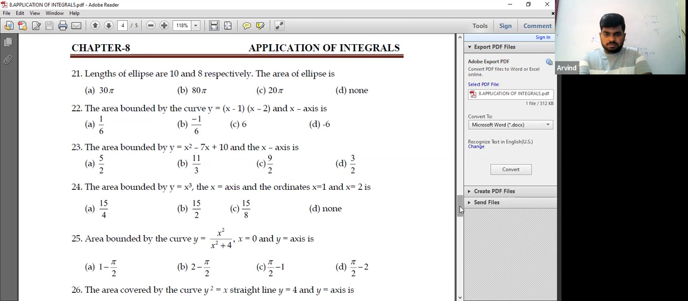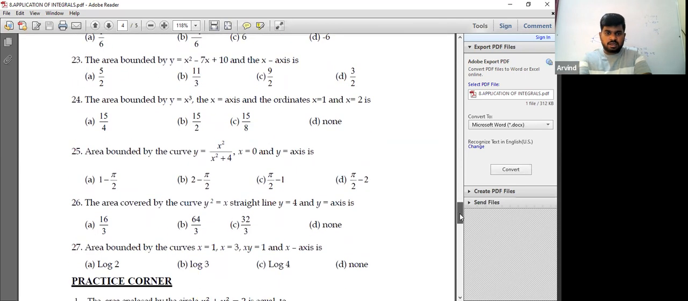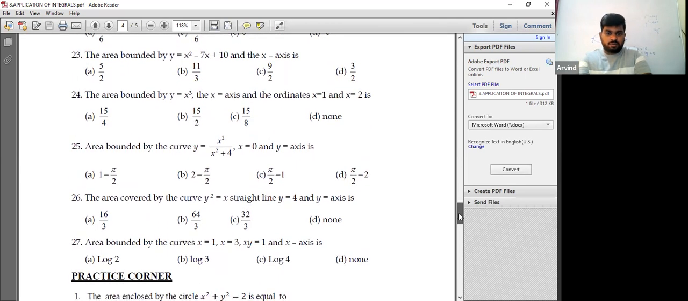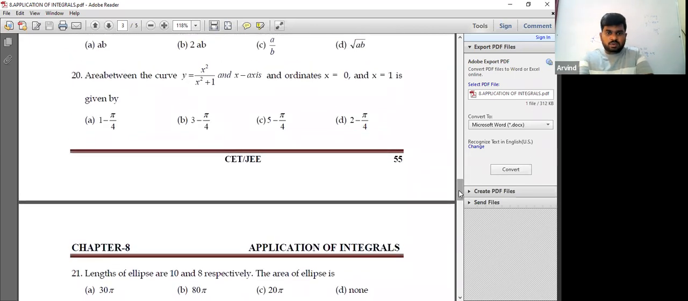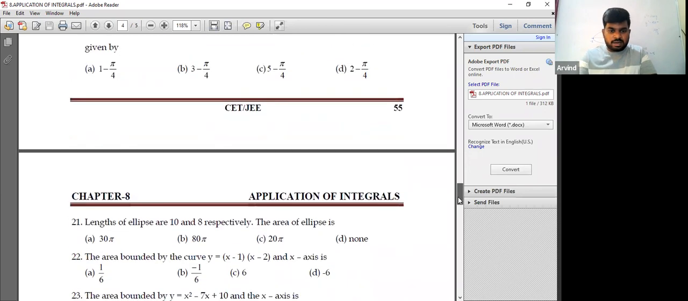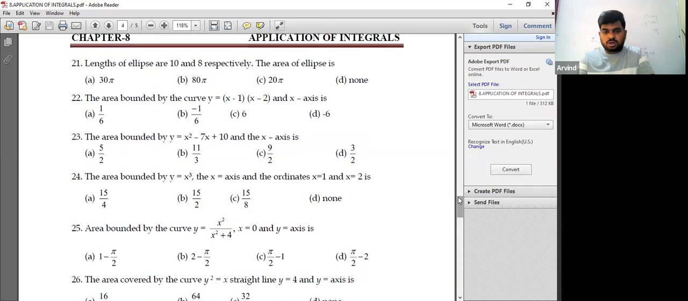Okay, all these problems are very very easy. Even the 25th one is exactly like the 20th one. There it is x square by x square plus 1, here it is x square by x square plus 4. So you have to add plus 4 minus 4 in the numerator, and you can integrate it.